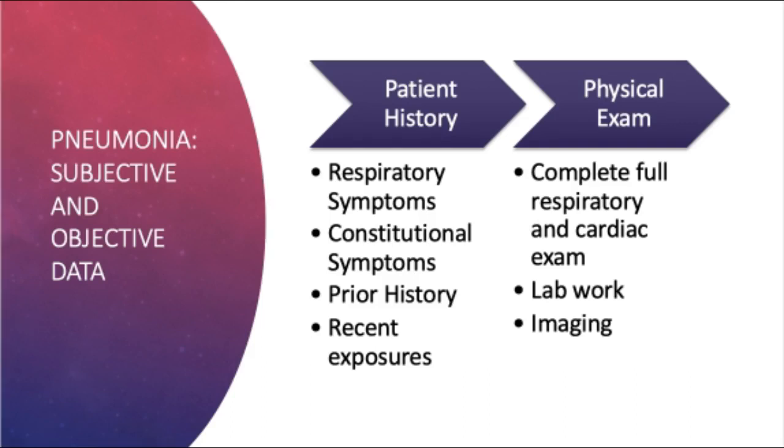Then we want to ask them about any constitutional symptoms. So are they having fevers, chills, any weight loss or night sweats? We want to ask about a history of any prior respiratory infections. Do they have a history of asthma? Do they have COPD, or do they smoke? And if so, how much? These are all very important questions. Then you want to ask about the history of any recent antibiotic exposures, any hospitalizations, and any risk factors that might possibly throw them into the healthcare-associated pneumonia category.